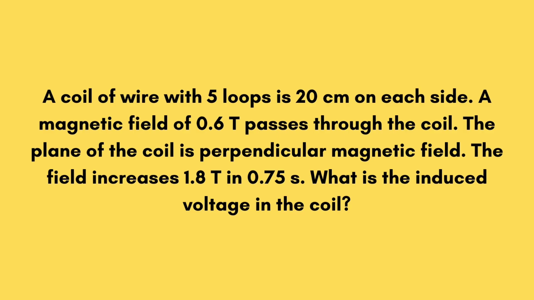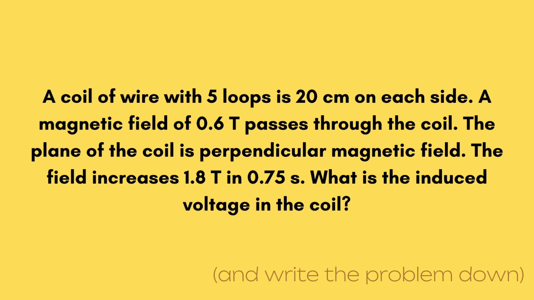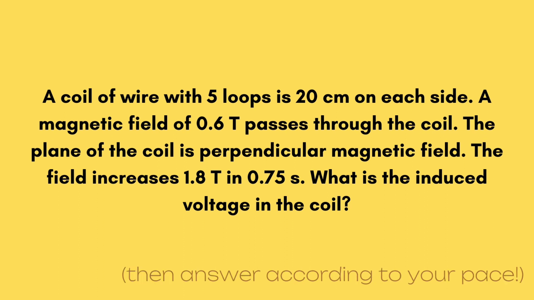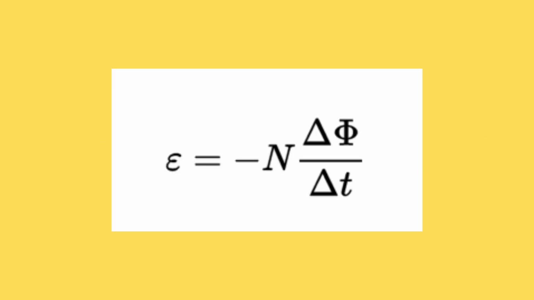For the sample problem, we have a coil of wire with 5 loops, 20 cm on each side. A magnetic field of 0.6 Tesla passes through the coil. The plane of the coil is perpendicular to the magnetic field. The field increases to 1.8 Tesla in 0.75 seconds. What is the induced voltage in the coil? Remember the formula again? Here we are, and let us use it.